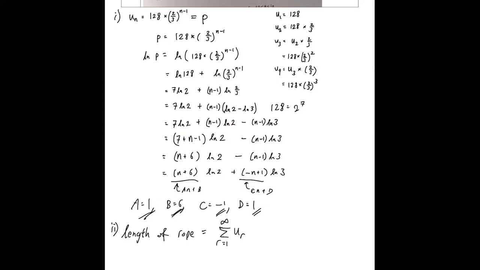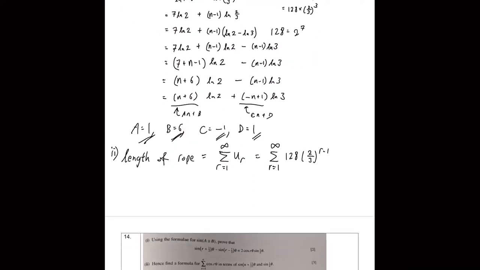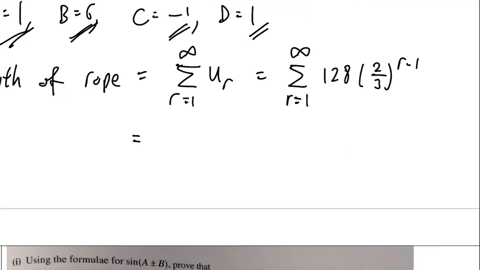Just need to be sure of what is your variable and what are your constants. In this case, maybe it's better if I use r. So what would it be? It will be the summation of 128 times 2/3 to the power of r minus 1, with r equals 1 to infinity. So how do we calculate that? Sorry, we don't need to involve the limit yet. We can have a shortcut.